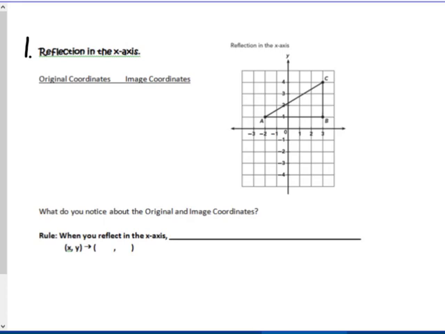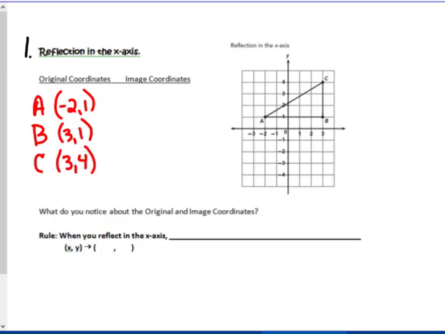Number 1, the reflection in the x-axis. The original coordinates, so A is -2, 1, as you can see there. B, on the coordinate axis there, is 3, 1. And C is 3, 4. We're going to reflect it over the x-axis. So here's my line of symmetry, the x-axis here. So A has to come equally distant. It has to become perpendicular and equally distant away from the line of reflection.